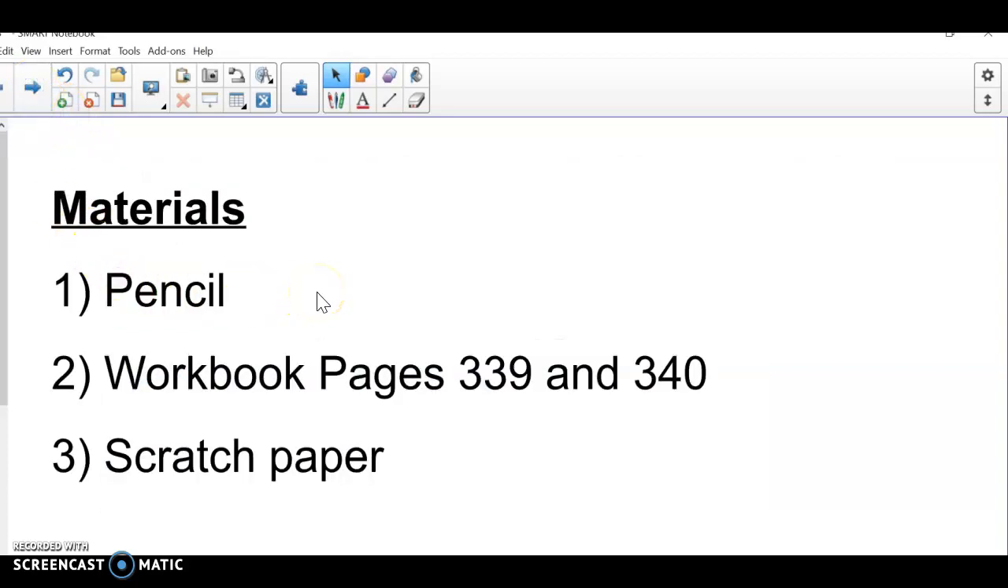So today for the lesson, you'll need your pencil. You'll need workbook pages 339 and 340. 339, we'll do most of that one together, and then we'll get you working on 340. And then you'll need scratch paper today as well. We're going to draw some pictures, hopefully.